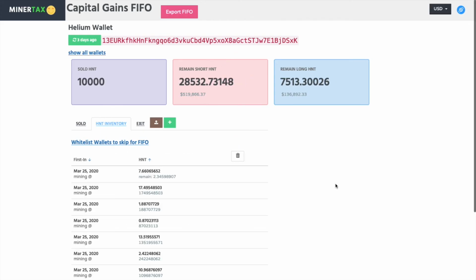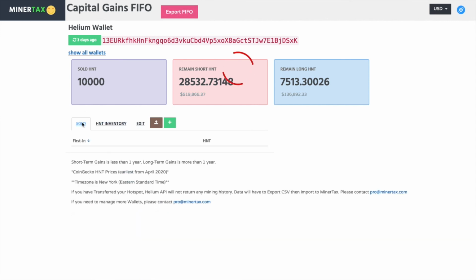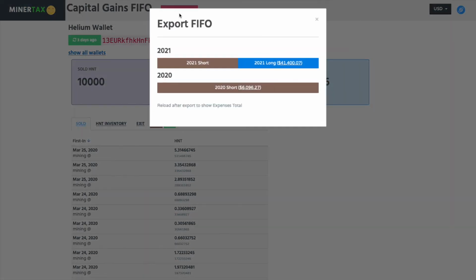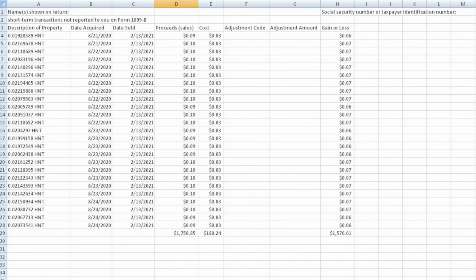Then you will see a new list of sold coins. Click Export FIFO for a CSV of the report that is formatted just like the IRS Form 8949 with all the columns and totals. We are working on adding a lot more coins soon.